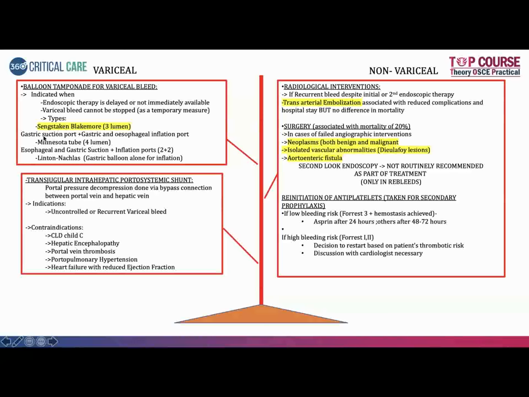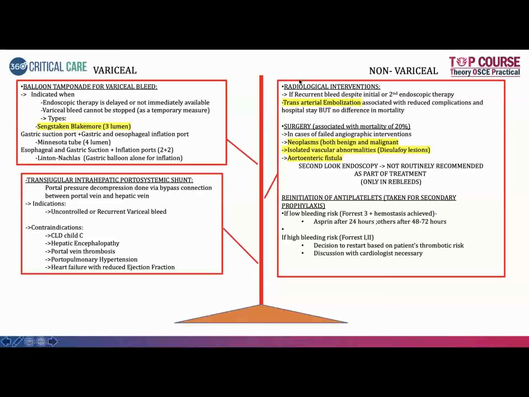So there are 3 lumens, the gastric suction port, and the gastric and the esophageal inflation ports. So there are 2 balloons, the esophageal balloon and the gastric balloon, which can be inflated and maintained at a specific pressure. This compresses the varices and prevents bleeding. But this should not be done beyond a certain period, like beyond 24 hours. It increases the risk of gut ischemia. So, some other alternative measure should be taken.